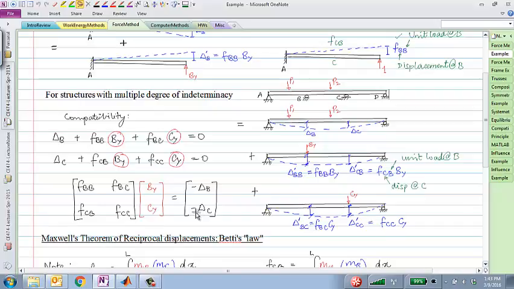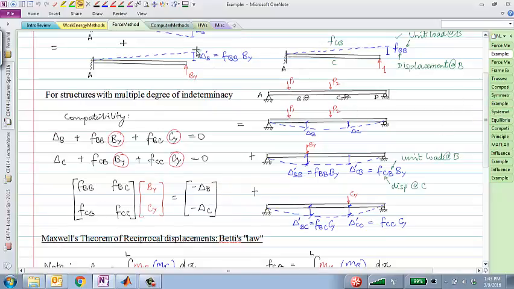Okay, so even if you have a degree of indeterminacy 2, you end up solving a determinate structure 5 times. Not something you want to do by hand, even for a small degree of indeterminacy.